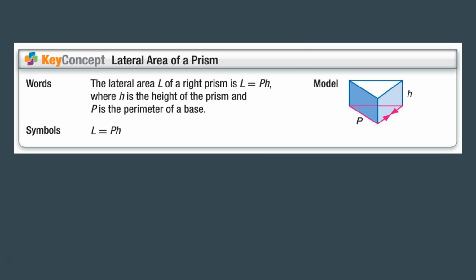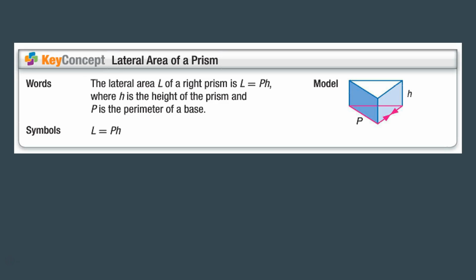So, let's now go over lateral area of a prism. The lateral area L of a right prism is L is equal to P times H, where H is the height of the prism and P is the perimeter of the base. So L is equal to P times H.